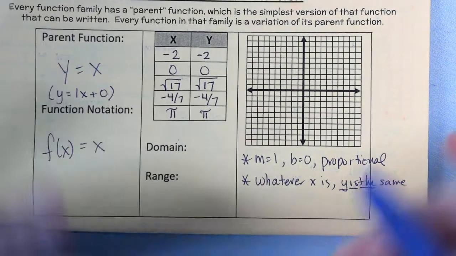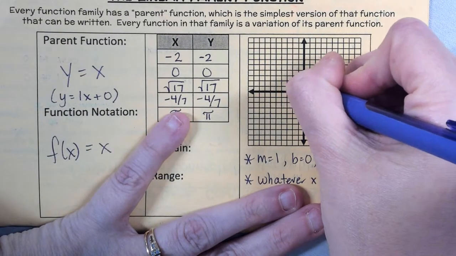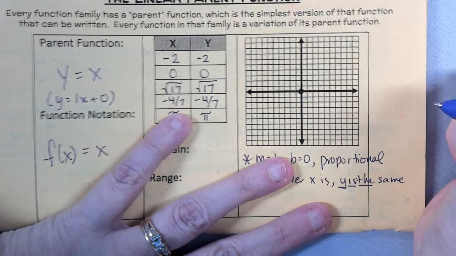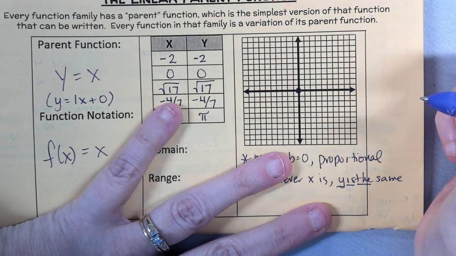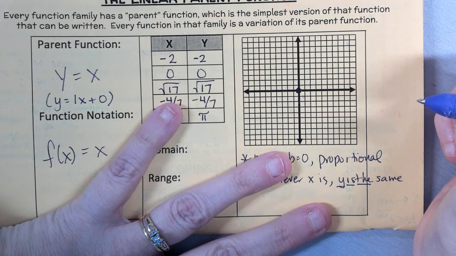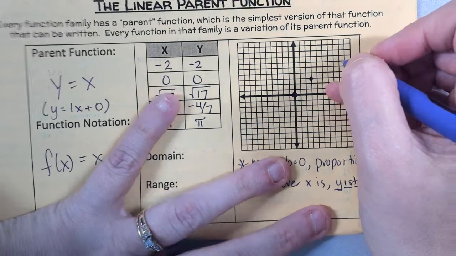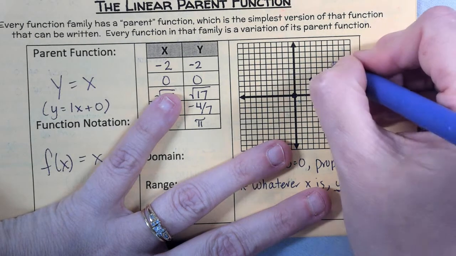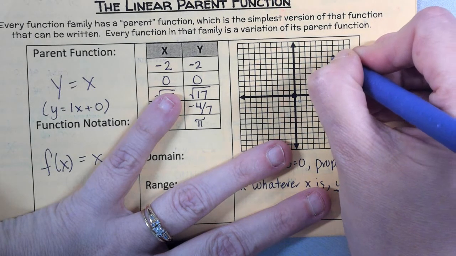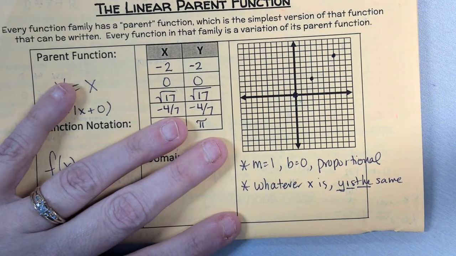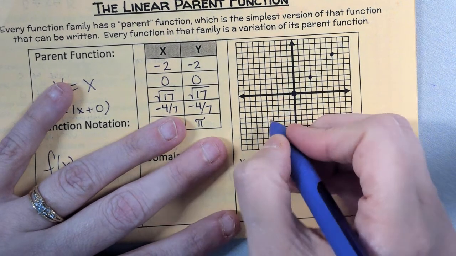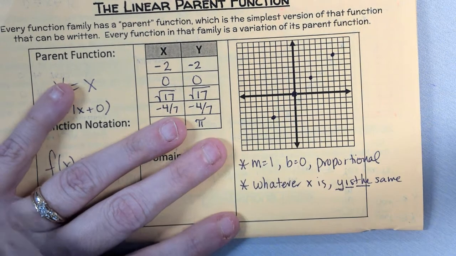So if I were to graph some points, well, I could definitely put a point on 0, 0 because the parent function is proportional. What if x was 3? Then y is 3, so I could plot a point at 3, 3. What if x was 7? Y would be 7, so I could plot a point at 7, 7. What if x was negative 4? I could plot a point at negative 4, negative 4.